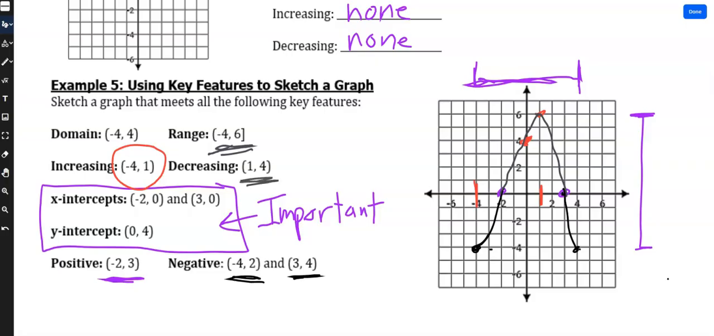Okay, now let's see what else we got here. Range. Oh, no. Decreasing from 1 to 4. That's right. That whole section is decreasing. It's going down, down, down, down, down. So we got it fixed.